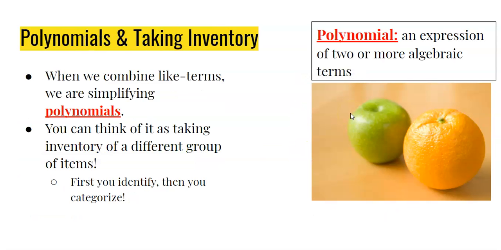So for polynomials, when we're adding or subtracting, generally what we're doing is combining like terms, or simplifying. These mean the exact same thing. We're just doing this to polynomials, where once again, polynomials are an expression of 2 or more algebraic terms. So we're going to make the connection of taking inventory. First you have to identify each item you have in front of you. Then you categorize: these are similar, these are separate.